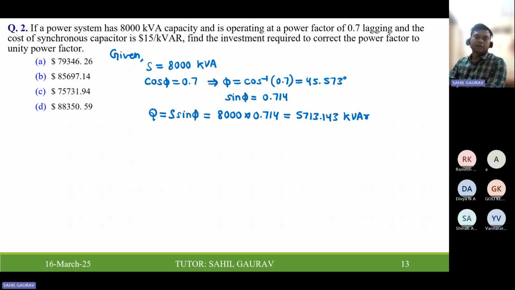So whatever the reactive power demand of the load, that is supplied by the capacitor bank, that is supplied by the synchronous capacitor. So you can also write QC equal to minus 5713.143 kVAR. Answer is B, is it? Yes, correct. Very good.